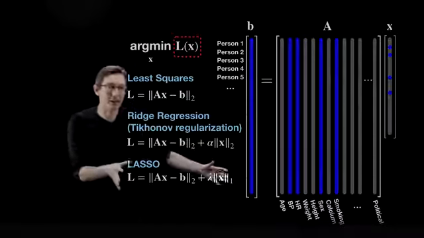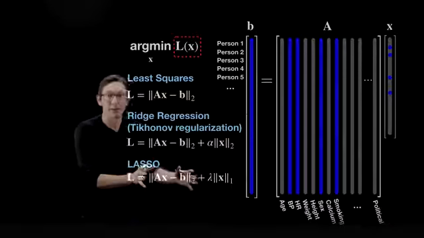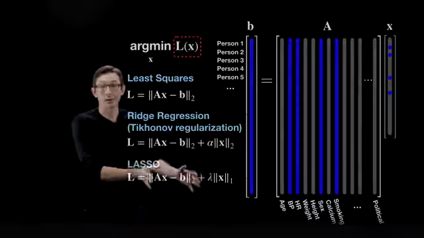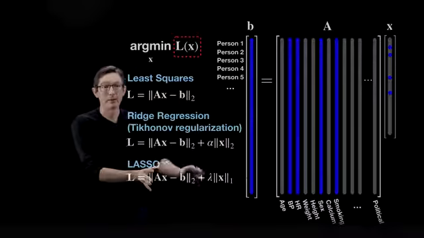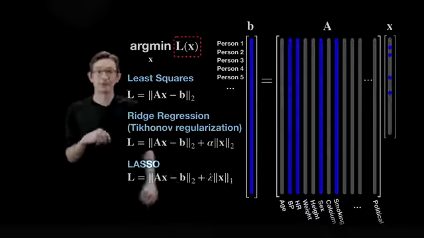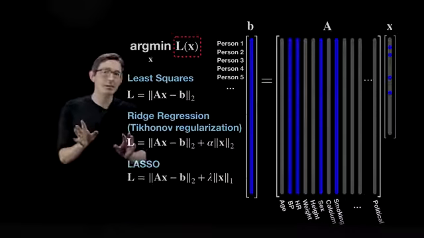And so this LASSO regression still has this error term that we're trying to minimize, the error of the fit. We still want a good model fit, AX equals B, but we want X to be as sparse as possible and have as many 0 entries as possible. And this does a pretty amazing thing.